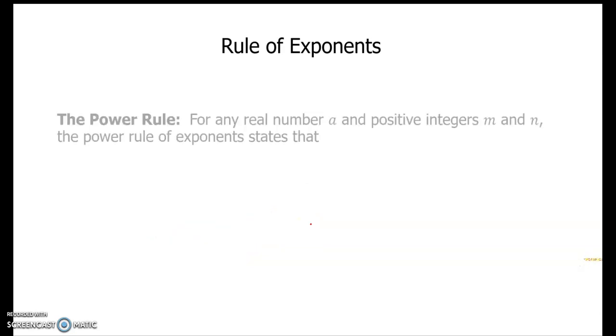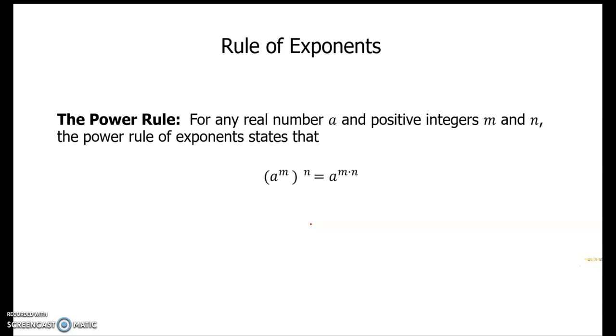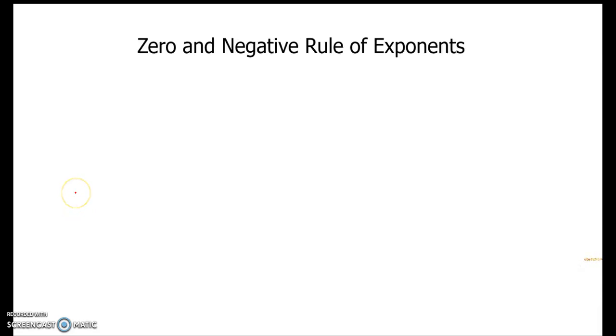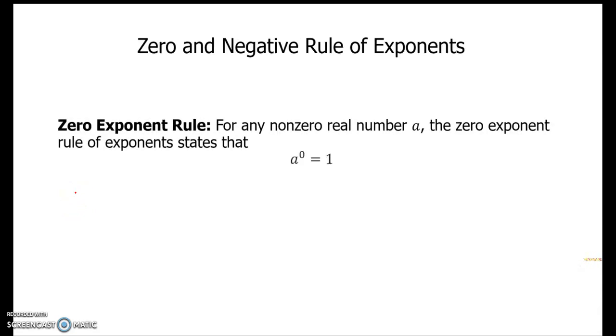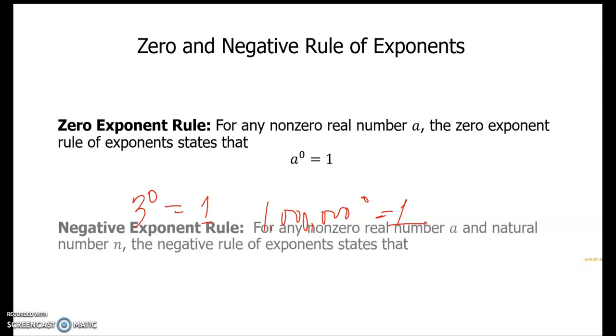Next, the power rule. Ayan. So, kapag nakakita na kayo ng ganito, may parentheses, it means multiplication. You have to multiply the exponents. Okay, next is the zero exponent rule. So, any number raised to 0 is equals to 1. For an example, 3 raised to 0 is equals to 1. 1 million raised to 0 is equals to 1. Okay, any number, kahit gaano pa yan kadami. Ayan, raised to 0 is equals to 1.